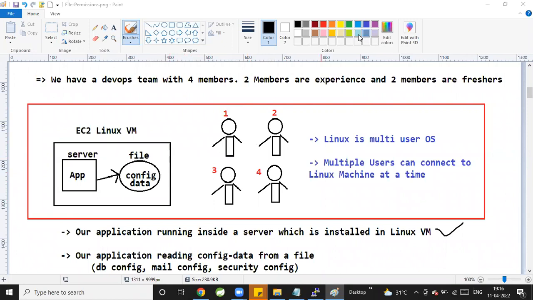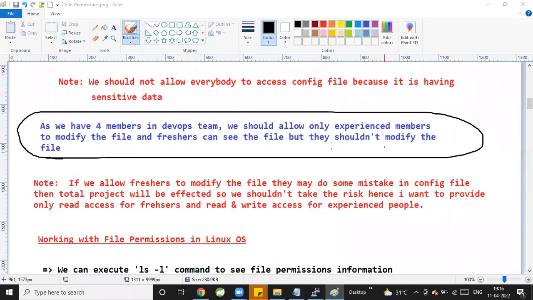Freshers should not be able to write the data. Freshers should only read the data. Do you understand my requirement now?